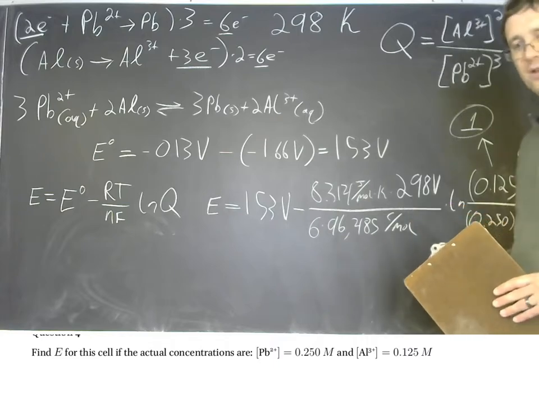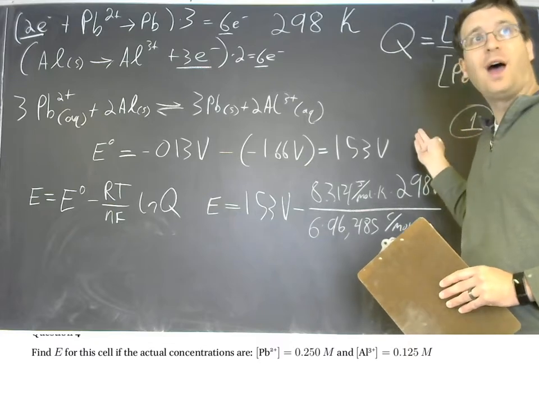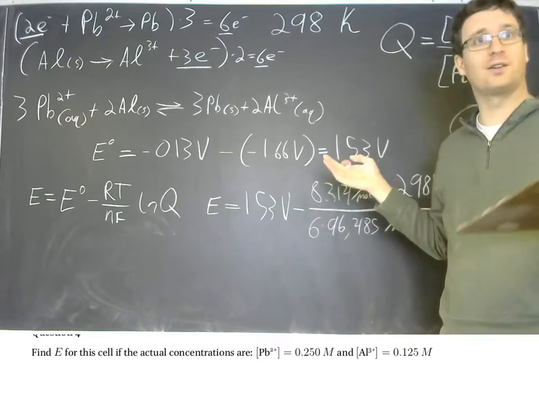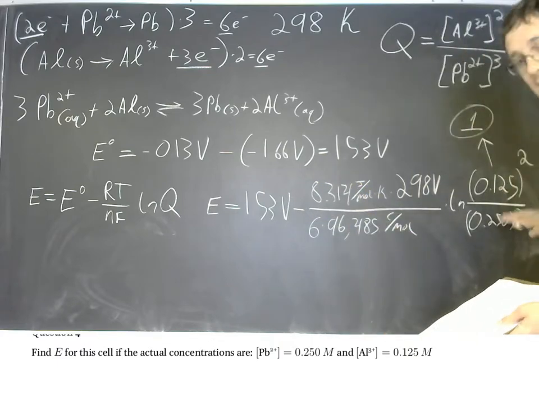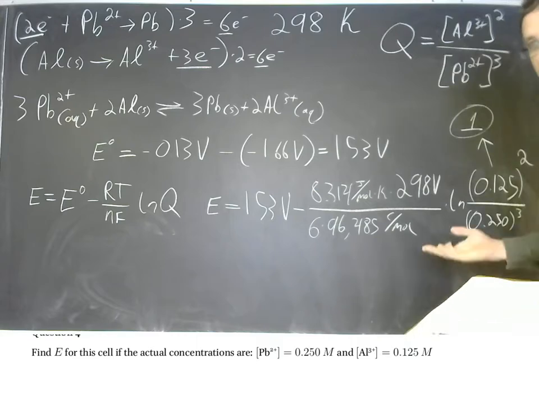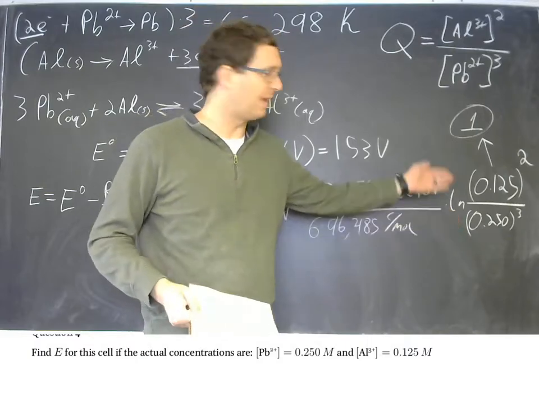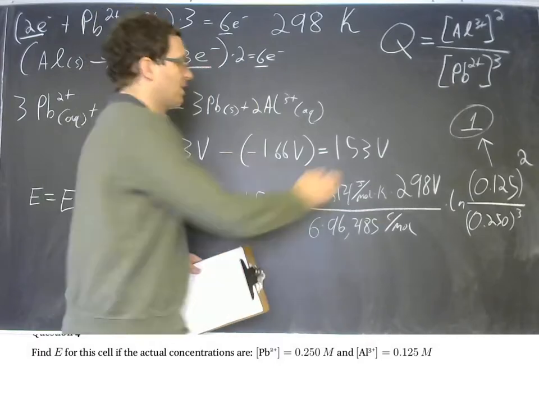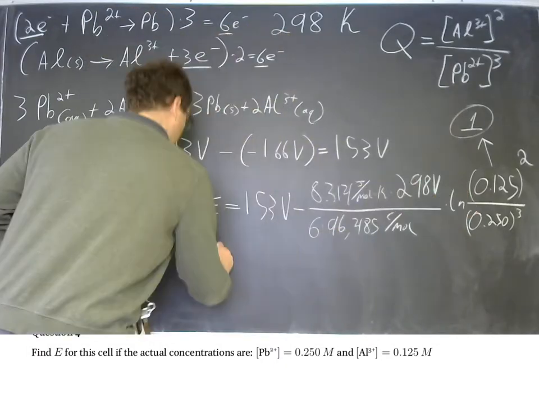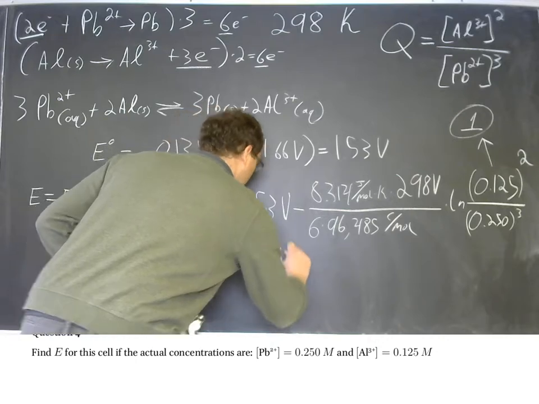You can get a reaction quotient of 1, of course, if you have concentrations that aren't equal to 1 molar each. In fact, they don't even need to be equal to each other. Because this is squared and this is cubed, you get the interesting situation where you've got a higher concentration of lead than aluminum, but the quotient ends up being 1. Of course, the natural log of 1 is 0, and so we end up with E equal to 1.53 volts. Okay.